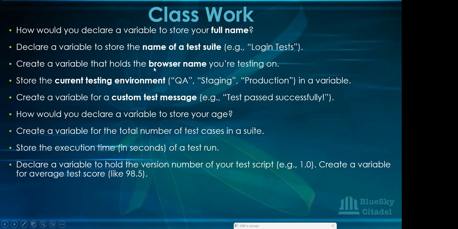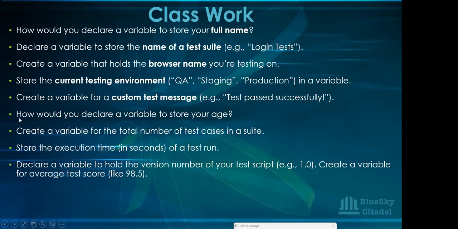We'll talk about the switch expression later on. We're going to be using a string to hold the browser name, which is the double quotation I have over here. Then similarly, to store the current testing environment, be it QA, staging, or production, we're going to be using a string for that. And we create a variable for a custom text message. Anytime you can put it in a sentence or a word and it is not a number, you are going to be using a string.